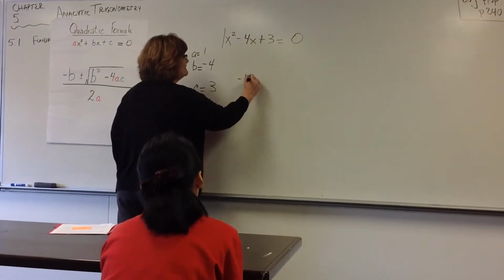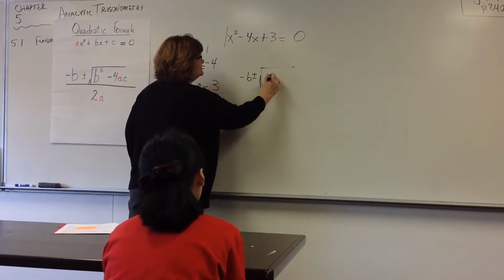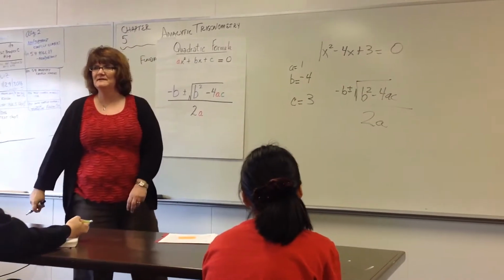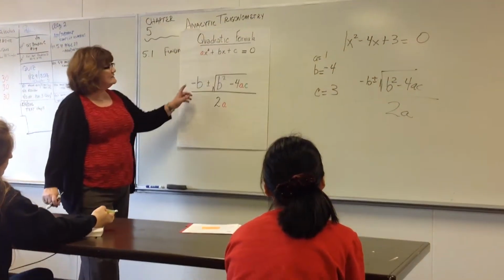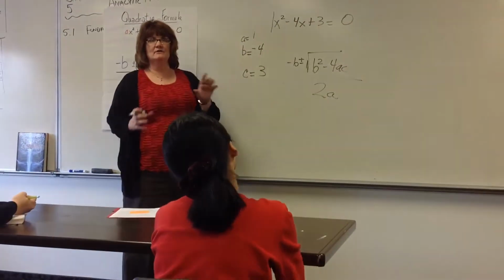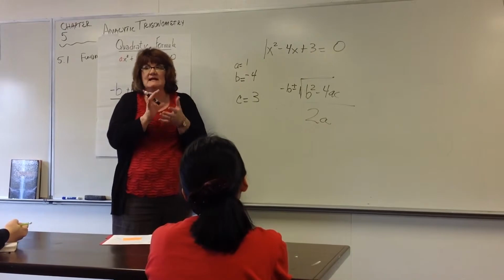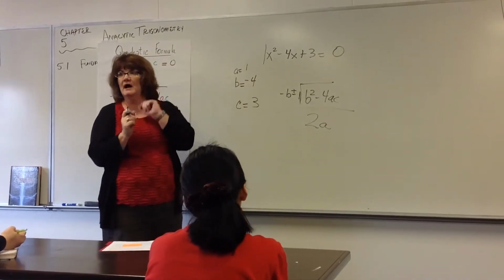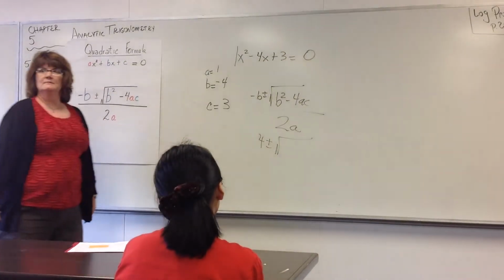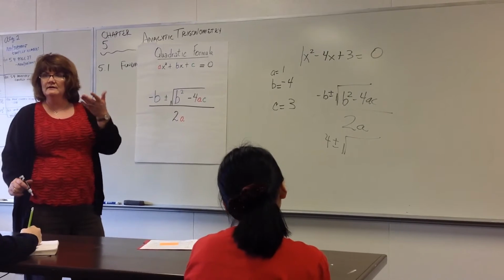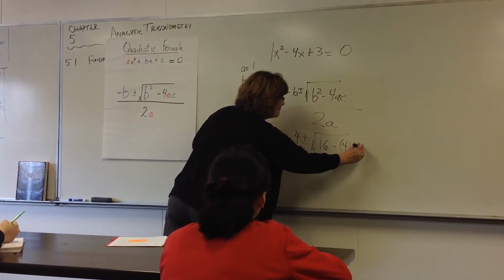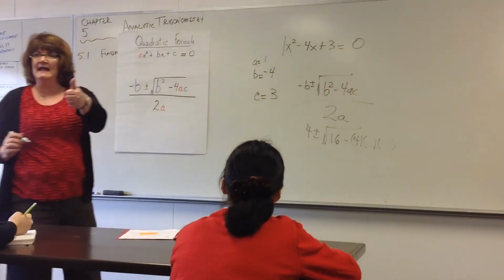Write my formula. Negative b plus or minus radical b squared minus 4ac all over 2a. Here's my formula. Let's plug in. So b is negative 4. Be careful. What's the formula say? Negative b. So the b always has to revert to the opposite side. Okay? So it's going to be a positive 4. Plus or minus b squared, negative 4 squared, 16. I'm going to plug in my a and my c.